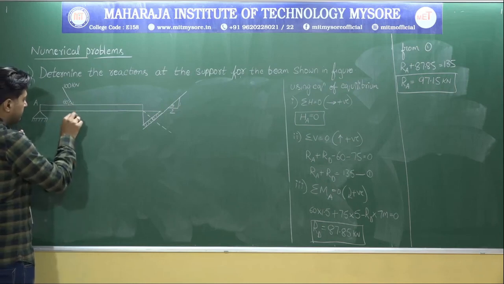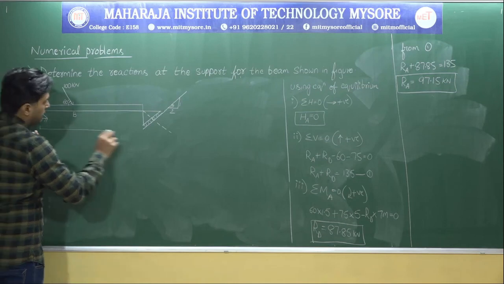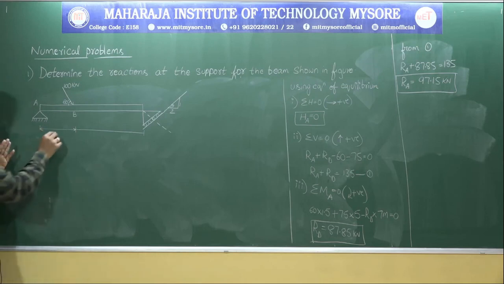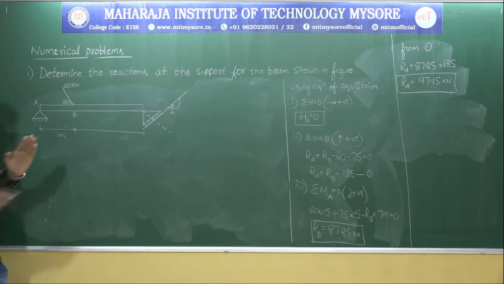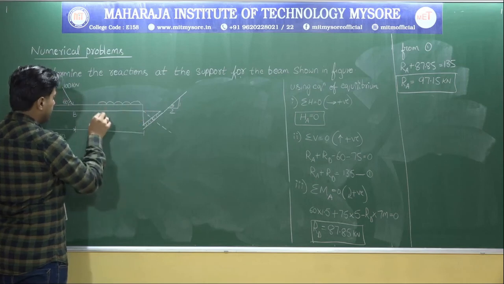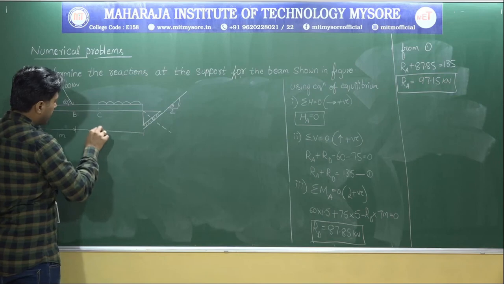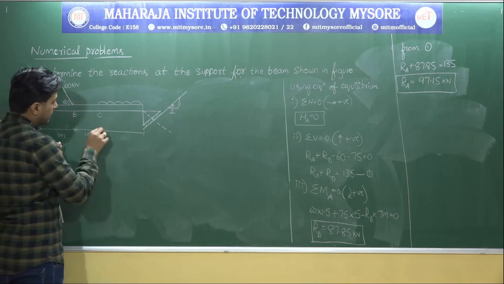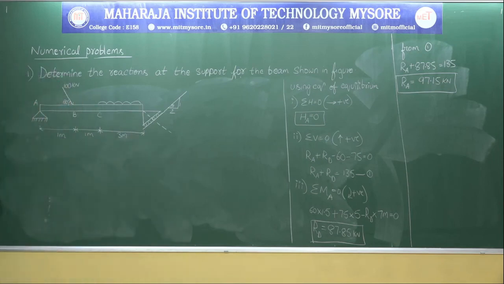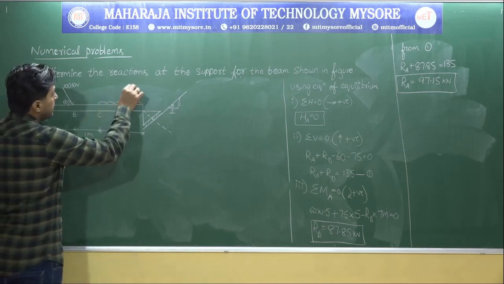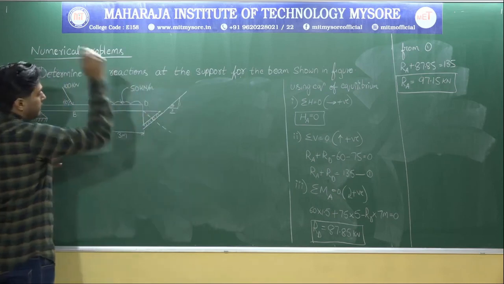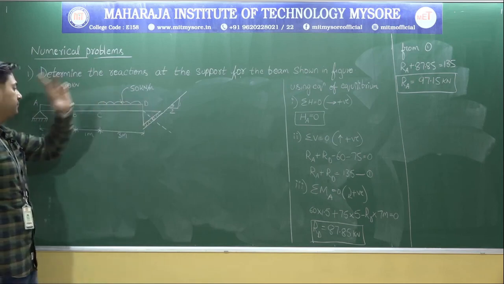Next, this is point B. And the span that they have given is 1 meter. Next, there is one more UDL that they have given. This point they have considered as point C, and for that point also they have given 1 meter, and this particular UDL portion they have given as 3 meter. So what is the value of the UDL? It's 50 kilonewton per meter, and this point they have given as D. So A, B, C, D.